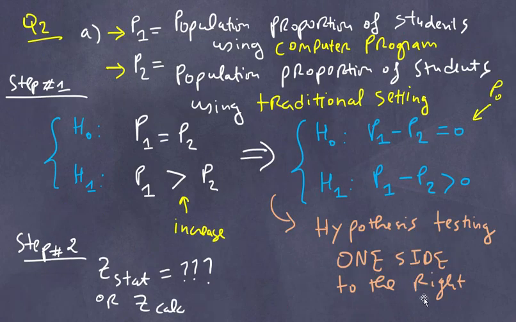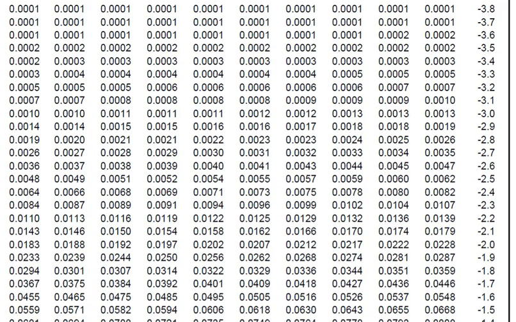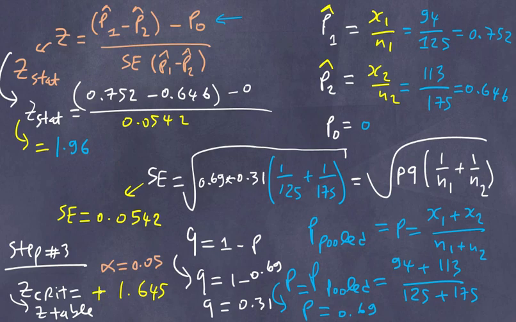Because this is a one-sided test, we will not divide alpha by 2. And because the test is to the right, the Z-crit should be positive. It's a right-sided test. It should be positive. If it was less, it would be negative. Okay? And from the table, you get plus 1.645. Again, it's plus because in H1 we have greater, right? If it was less, it would be minus.